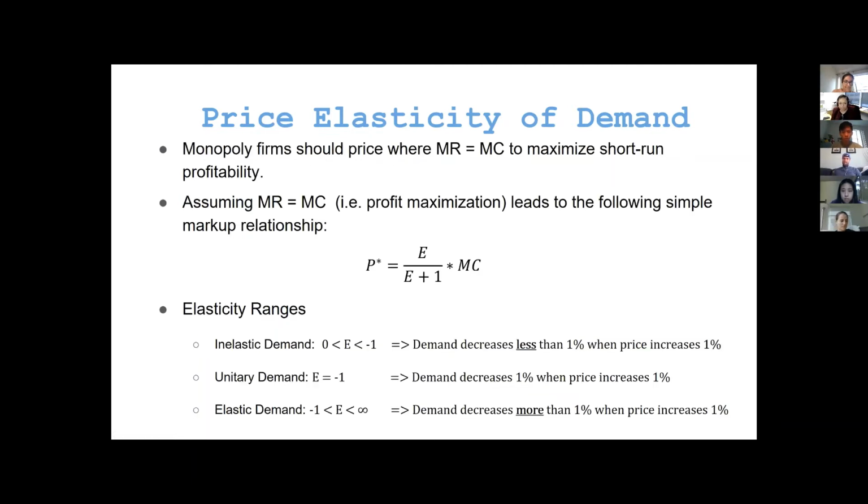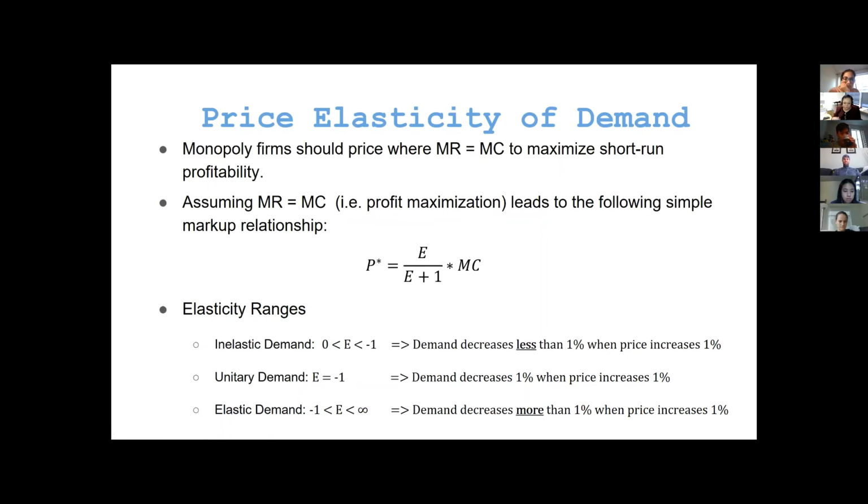As I mentioned, this particular formula assumes that you're a monopoly firm. With monopoly firms, if you are the only game in town, then it's best to price where your marginal revenue equals your marginal cost. If marginal revenue equals marginal cost is your profit maximization point, then that ultimately means your optimal price, again, equals your elasticity divided by 1 plus elasticity, that ratio multiplied by marginal cost.